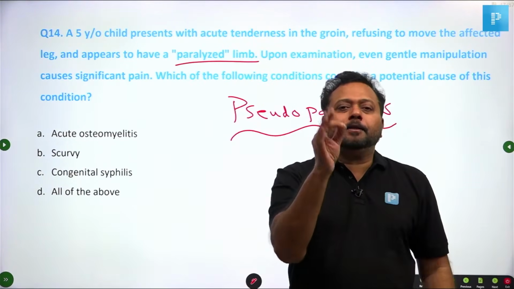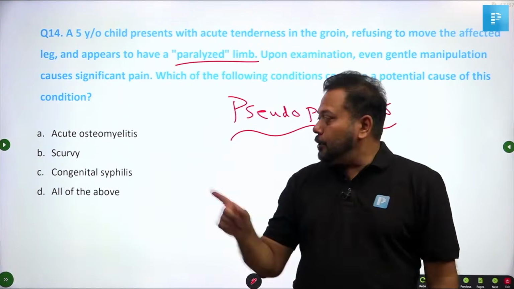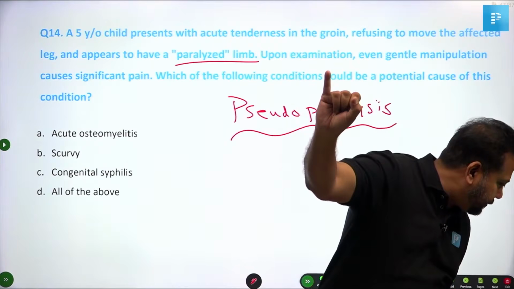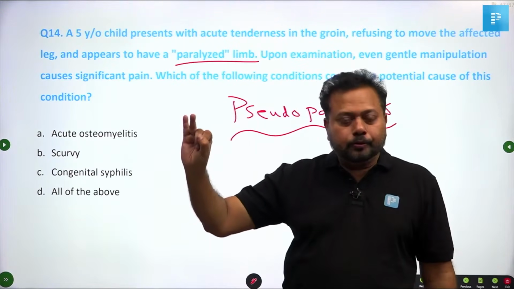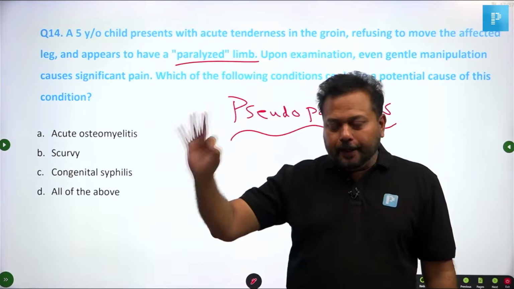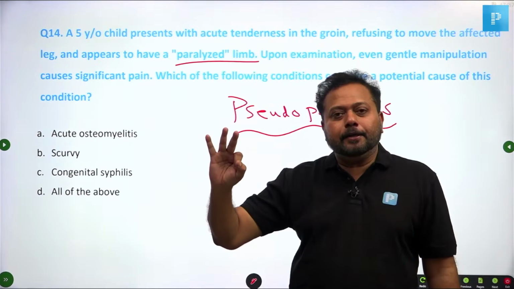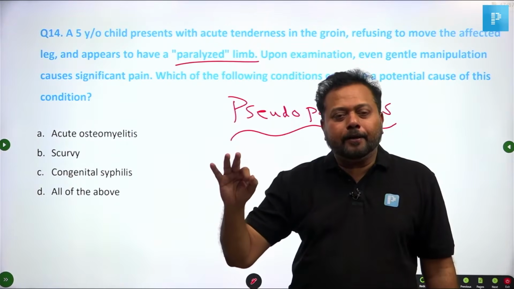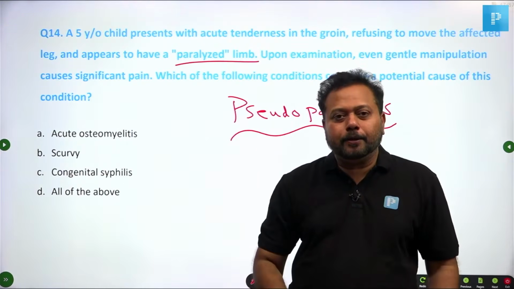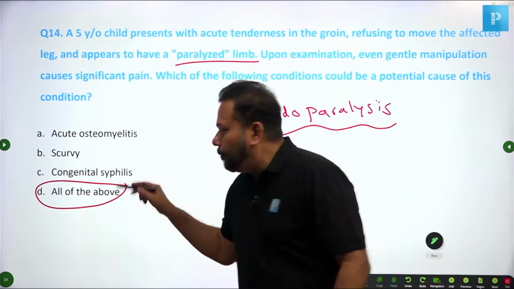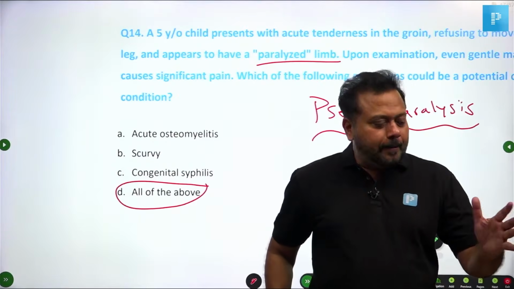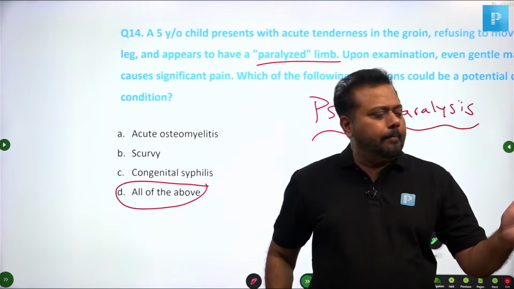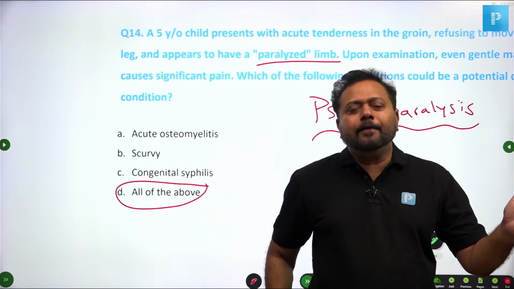Whenever pseudo paralysis comes, the differential diagnosis is number 1, acute osteomyelitis. Number 2, scurvy. Number 3, an outdated condition, congenital syphilis. One should not forget pseudo paralysis in these 3 situations. So the right answer is all of the above. Because in acute osteomyelitis, because of periosteal pain, if the baby moves the limb, it will have a severe pain.